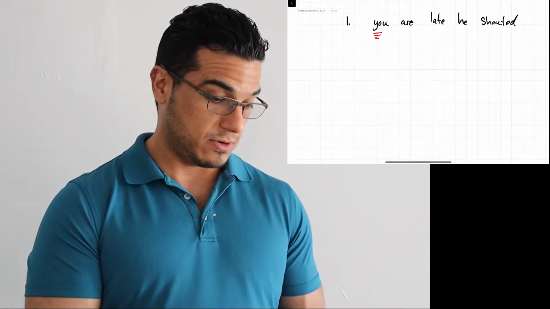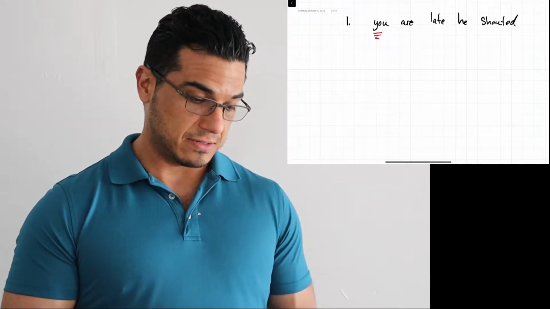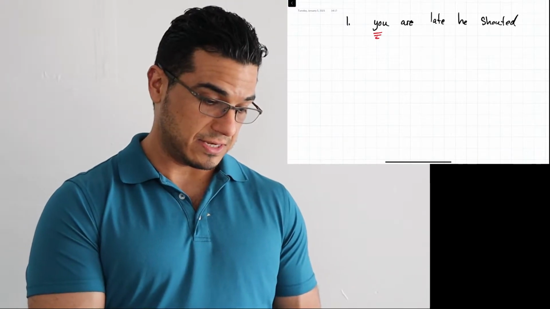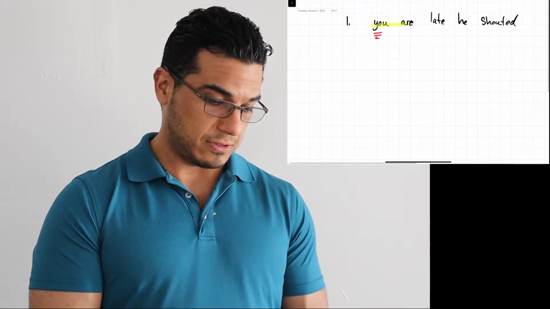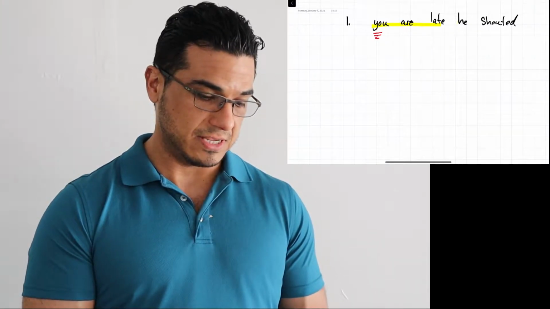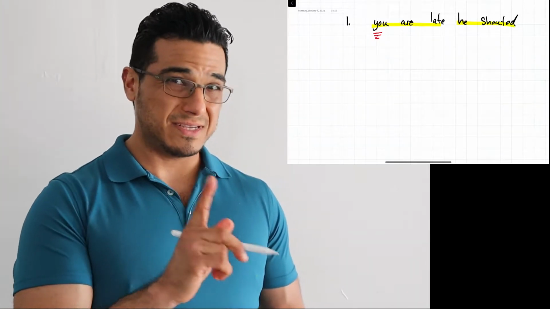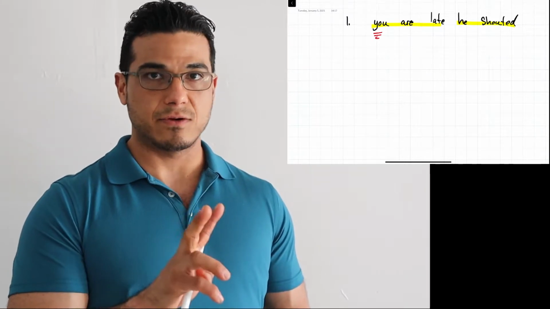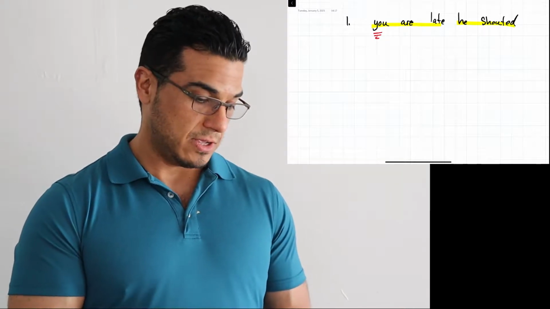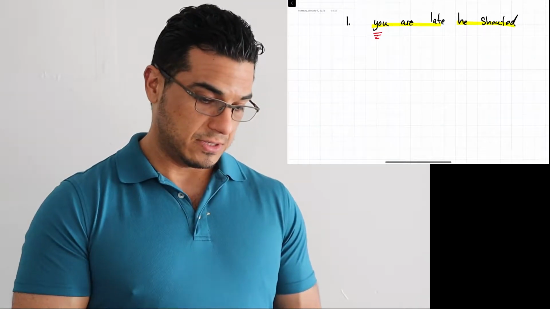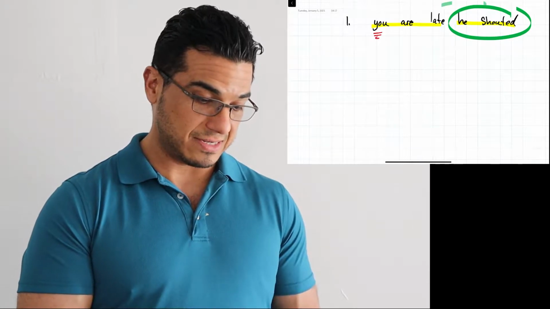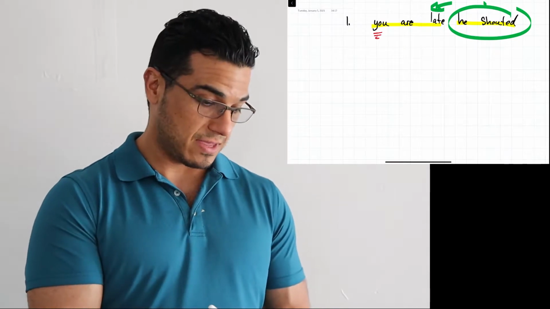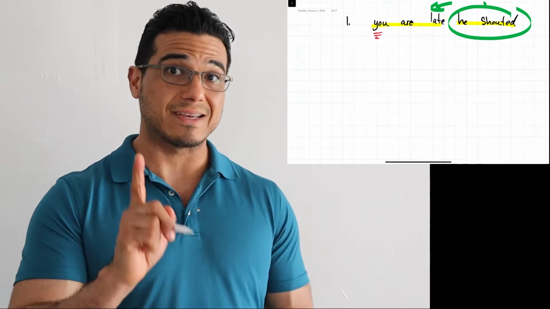So hopefully you were able to see that you are late, he shouted. Hopefully you're able to identify two separate clauses, and here I'll highlight both. You are late is the first clause. The second part is he shouted. So while this is one sentence, technically there are two sentences embedded in the one. As indicated through context, you can tell that we're being expressive. When you're shouting, you showcase that using an exclamation mark.